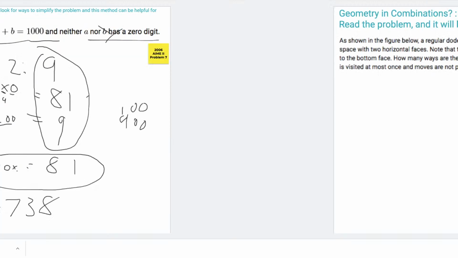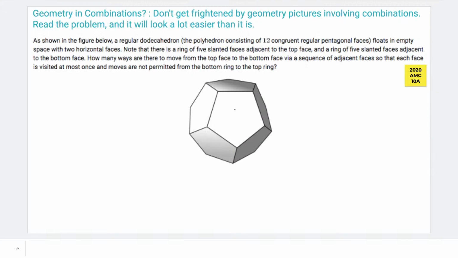Now our next problem. Maybe if you think it's geometry and you're gonna get scared because it's a 3D problem, you shouldn't, because first you read the problem and then decide if it's hard or not. So in the problem, it says, as shown in the figure below, there's a polyhedron with 12 congruent regular pentagonal faces which float in empty space with 2 horizontal faces. Note that there is a ring of 5 slanted faces adjacent to the top face and a ring of 5 slanted faces adjacent to the bottom face.